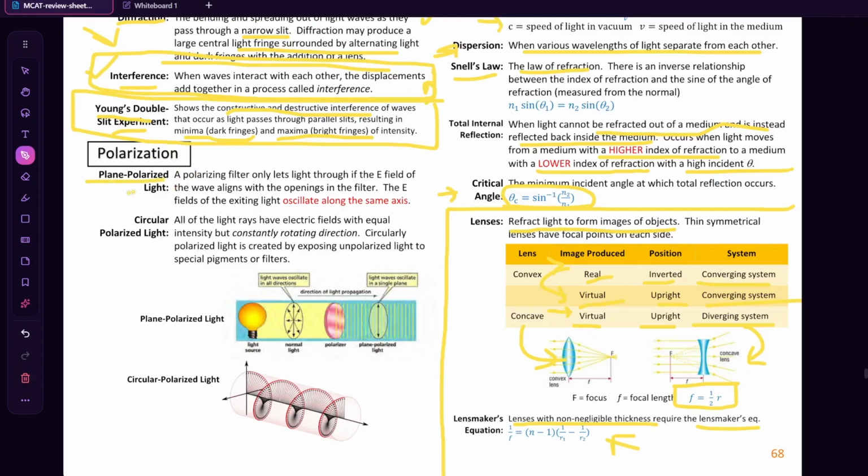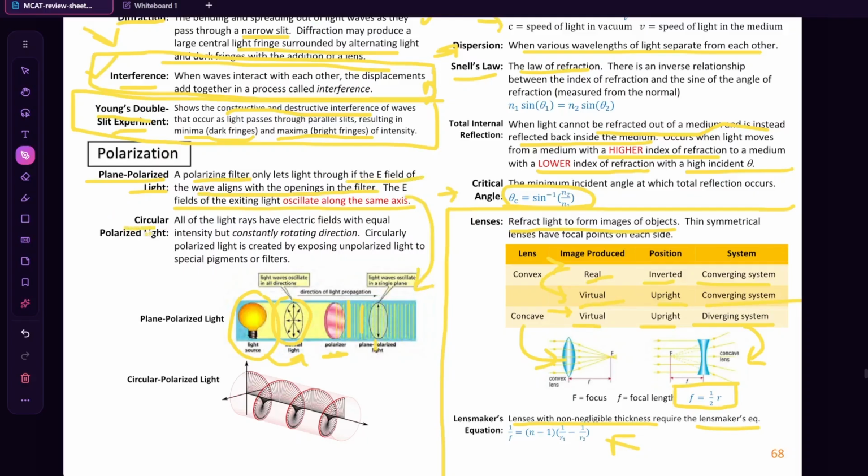But when you have polarized light, so here's our light bulb, and typically it will oscillate in all these different directions, right? Polarized light is where the electric field has been restricted to oscillate along just a single axis. Let's say it's up and down here, and you create this by passing light through a polarizing filter, which you see here. A polarizing filter only lets light through if the E field of the wave aligns with the openings in the filter. The E field of the exiting light oscillates along the same axis, so you can see they're now oscillating along the same axis.